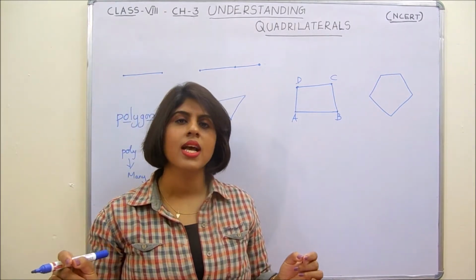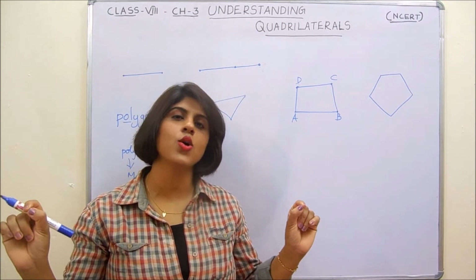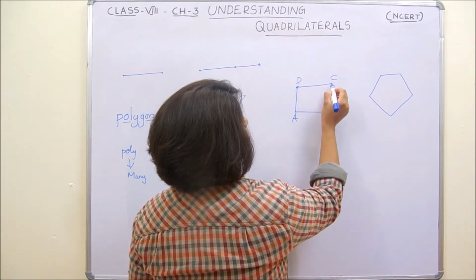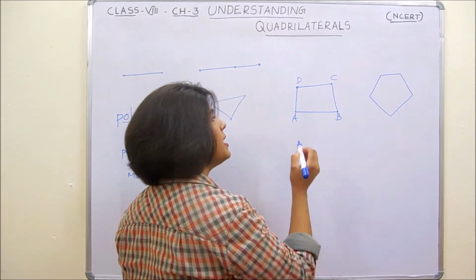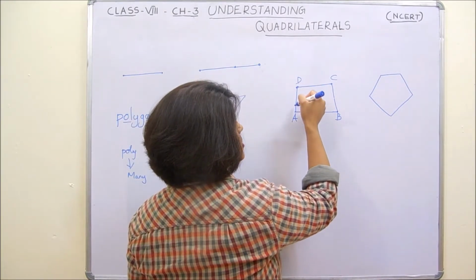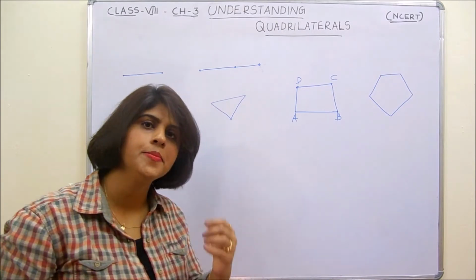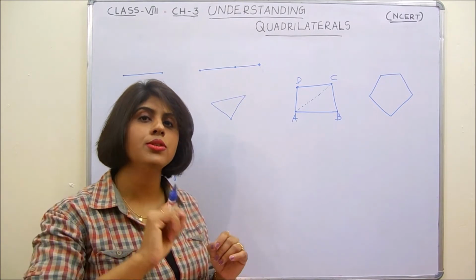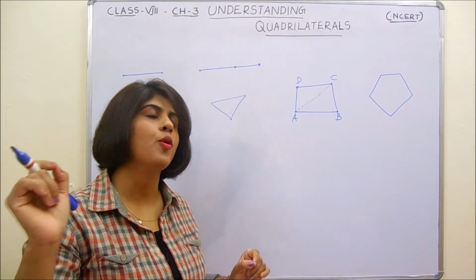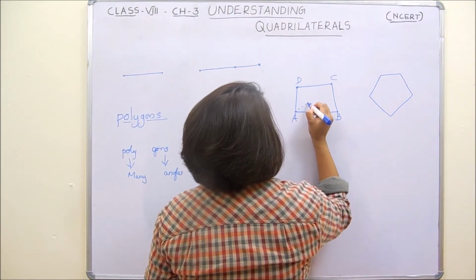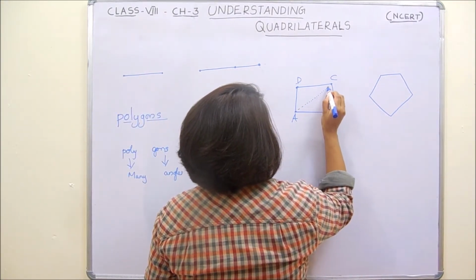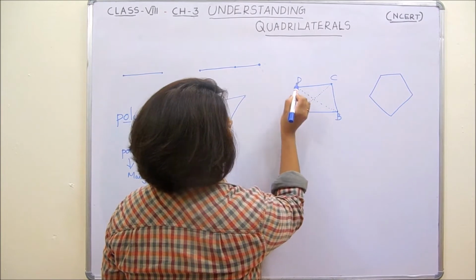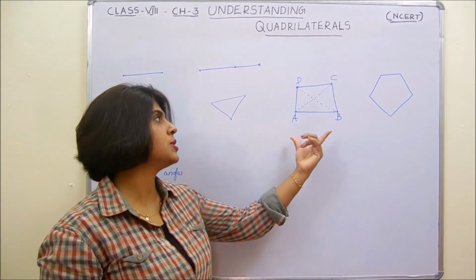What are adjacent vertices? The endpoints of the same side are known as adjacent vertices. Here you can see that C and D are the adjacent vertices of CD. Right? Here D and A are the adjacent vertices of the side AD. Clear? Diagonal of a polygon is the line segment joining any two non-adjacent vertices of a polygon. So here this is the diagonal. This is one of the diagonals.